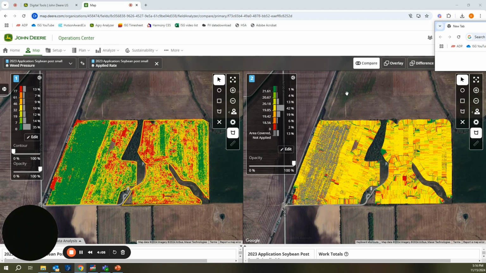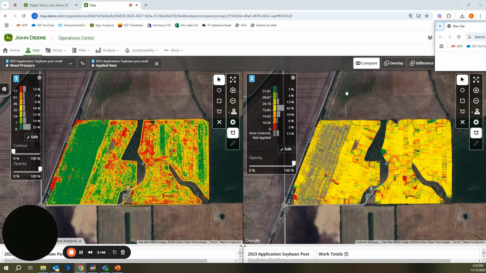That dark green area in that weed pressure map is where there was fall tillage done the previous year, so we had very light weed pressure. And as you can see on the right, See and Spray, the sprayer was kicking on and off only when it was sensing that weed pressure.